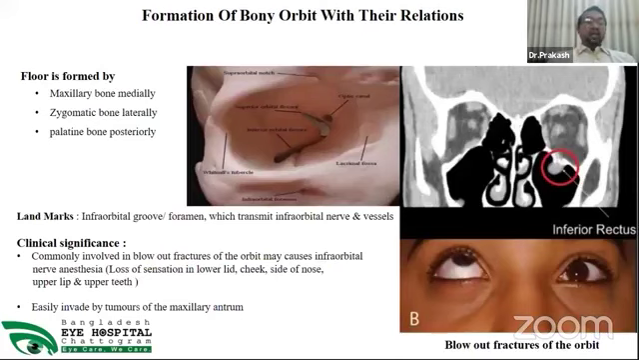Next, come to the floor. The floor of the orbit is formed by 3 bones: the maxillary bone medially, the zygomatic bone laterally, and posteriorly the palatine bone. The most important landmark in the floor is the infraorbital groove or foramen, which transmits the infraorbital nerve and vessels.